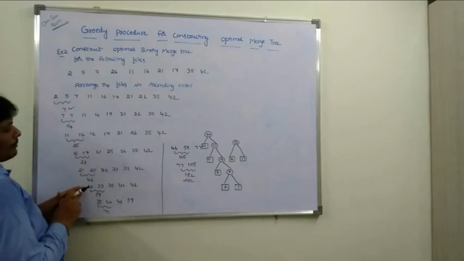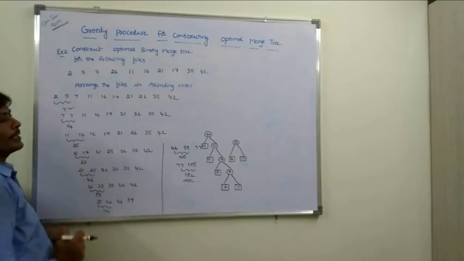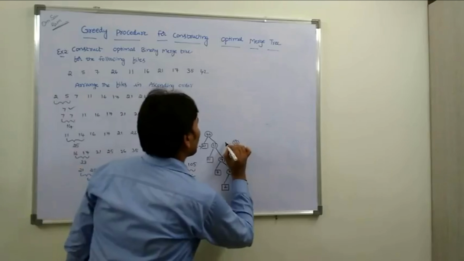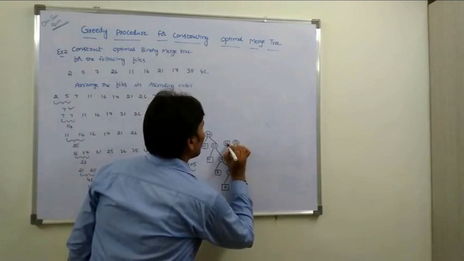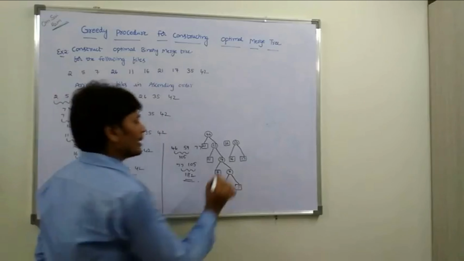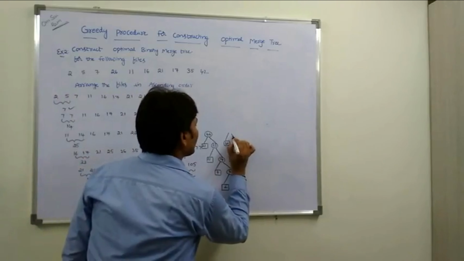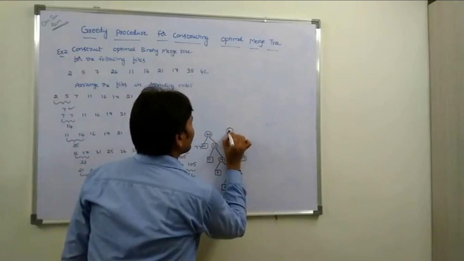Next one is we are merging 26 and 33. So 26 is less than 33, so 26 is placed left hand side of 33. So 26 plus 33, we are getting 59.